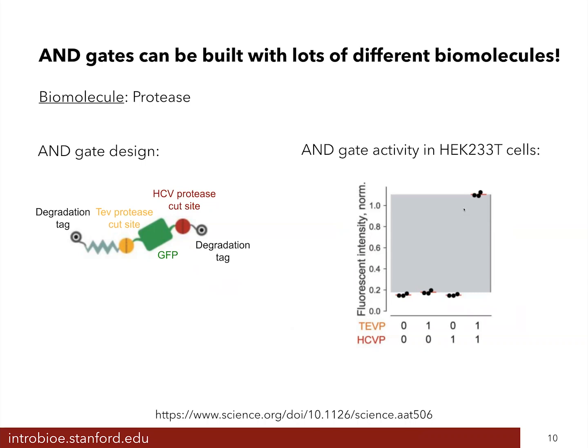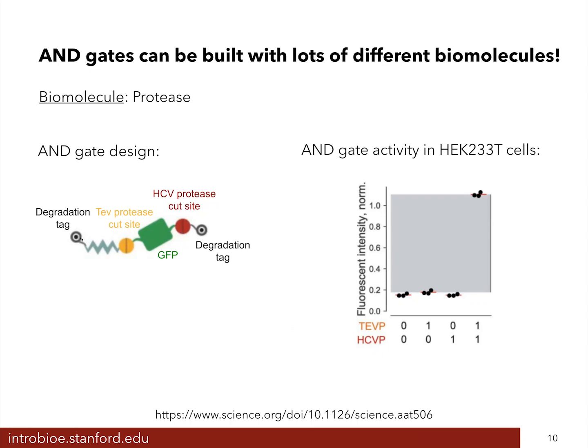In this case, we're going to have control at the level of protein stability. Okay, so a protease, again, cuts proteins at very specific sequences, very specific amino acid sequences. And the protein in this case is going to have a GFP fused to a degradation tag and a TEV protease cut site, and then another protease cut site for HCV protease and another degradation tag.